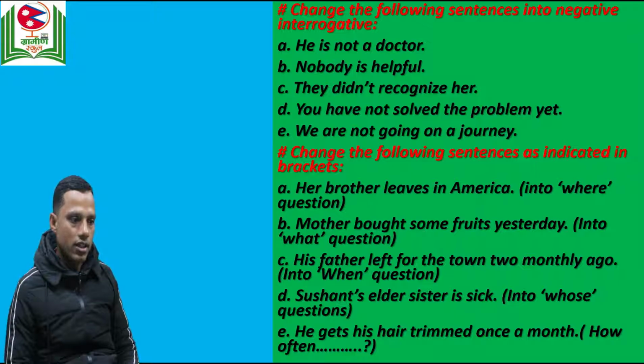Change the following sentences as indicated in the brackets. Here also I have as many as 5 questions for you, right? So you will change them according to the instructions or directions given in the brackets. Okay, I'm helping you with the first one. Number A, we have: her brother lives in America. Now we have to change it into a where question. Now, can you do this? You can simply change this into a where question as: where does her brother live? Question mark. I hope you have got some ideas and you will do the rest of the questions yourselves. This much today. Thank you very much.